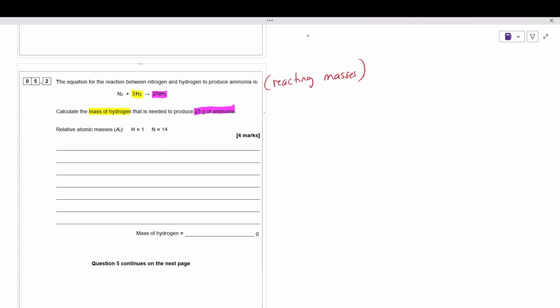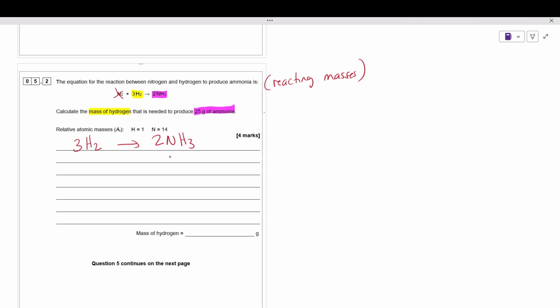So those are the only 2 species that I'm going to be concerned with. I'm not even going to look at nitrogen because I don't need it for this question. So we're going to calculate. I'm going to write it here: 3H2, so 2 NH3, because those are the only things that I'm concerned with.